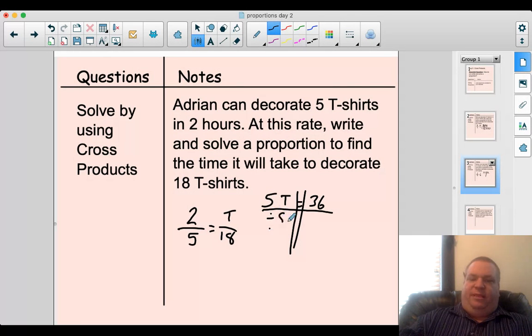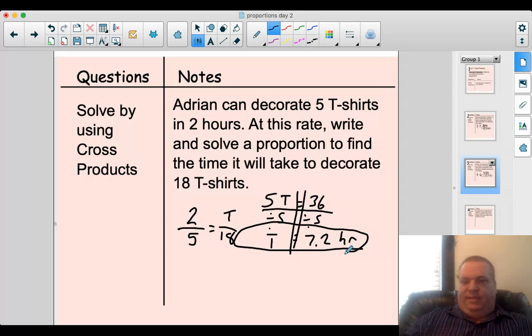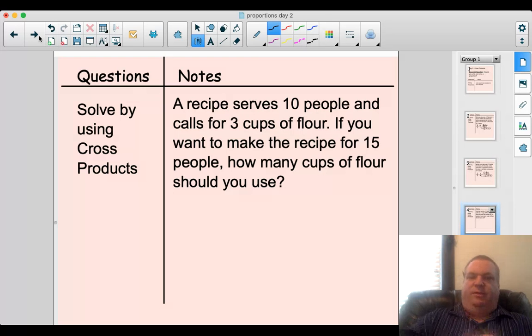Solve that for t. I have to divide by 5. That gives me t equals 7.2. This is in hours, because that was in hours. 7.2 hours is how long I can expect that to take. All right, let's do another one.